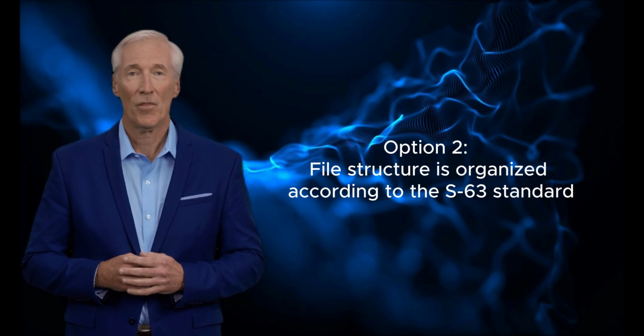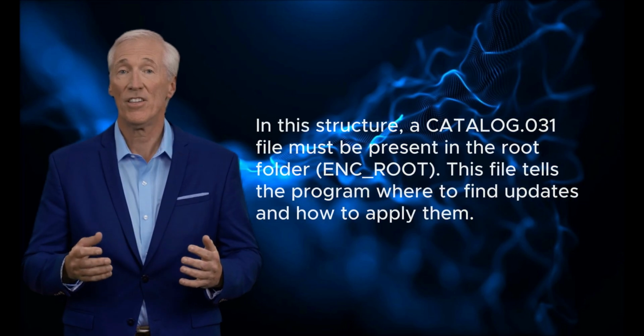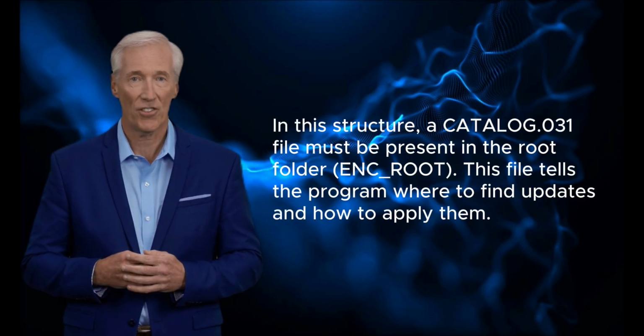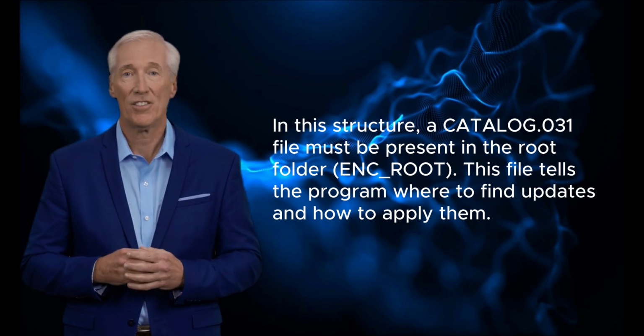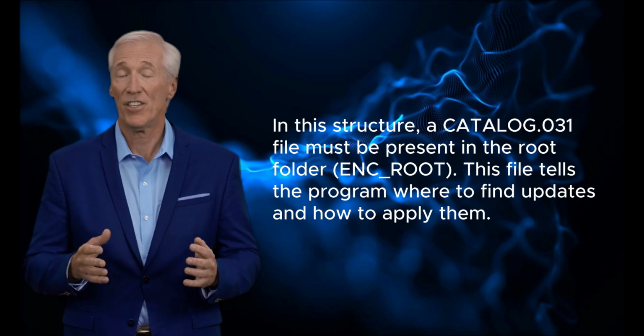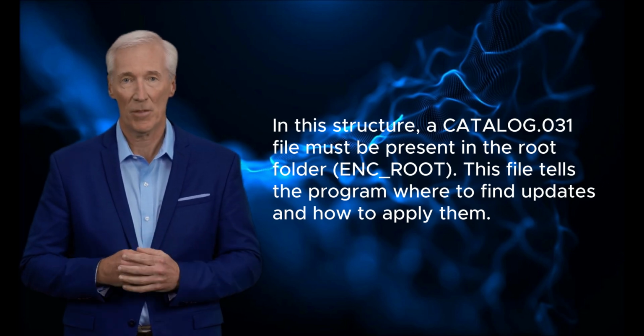Option 2. File structure is organized according to the S63 standard. This setup is a bit more complex. The base cell is stored in the folder named 0. Update files are in folders named 1, 2, and so on. In this structure, a catalog .031 file must be present in the root folder, enc_root. This file tells the program where to find updates and how to apply them.